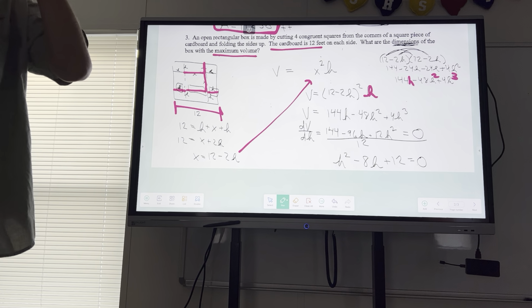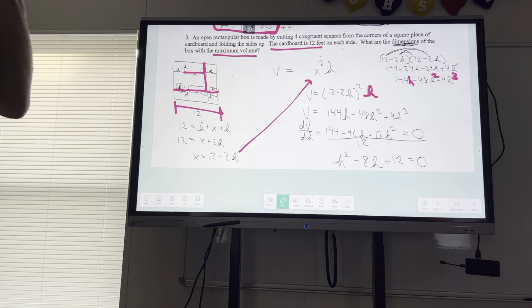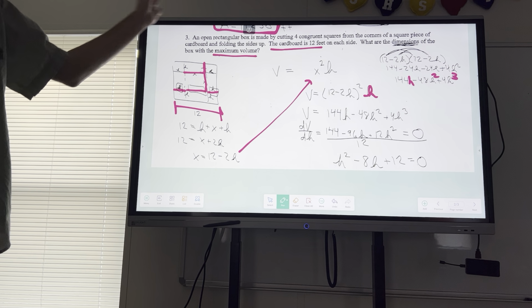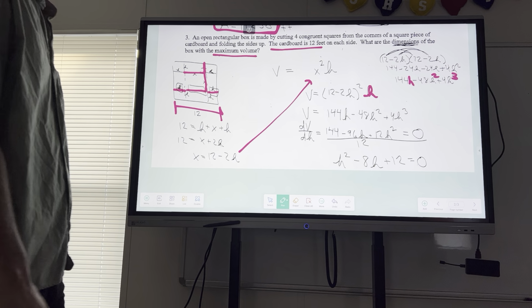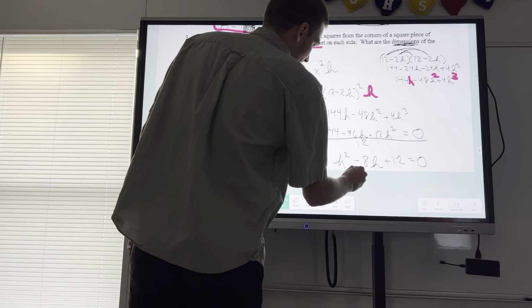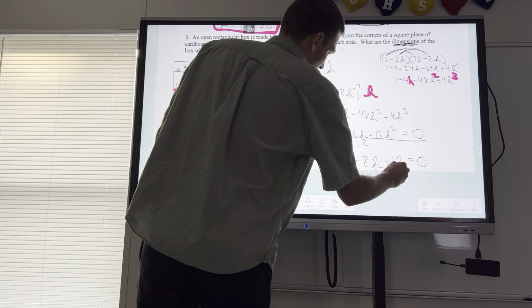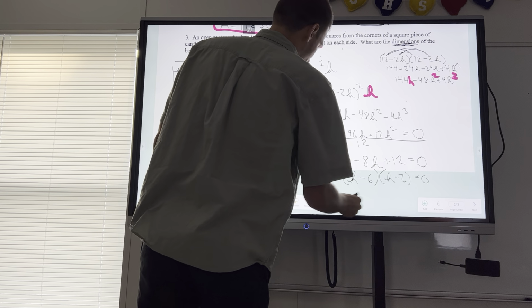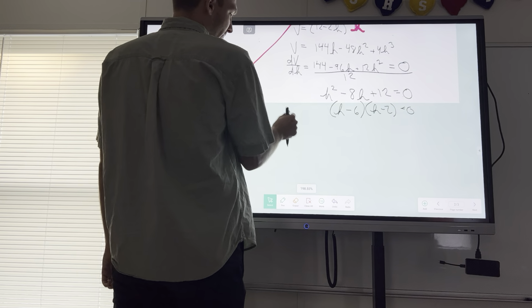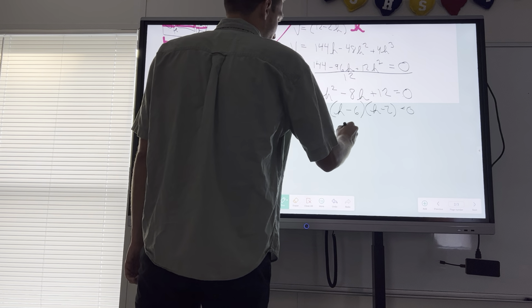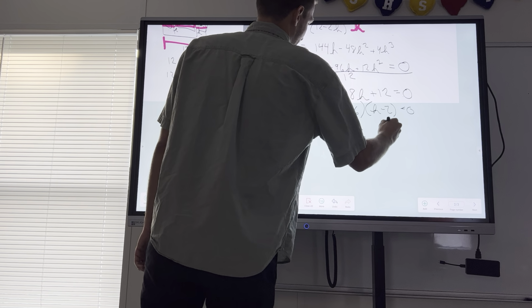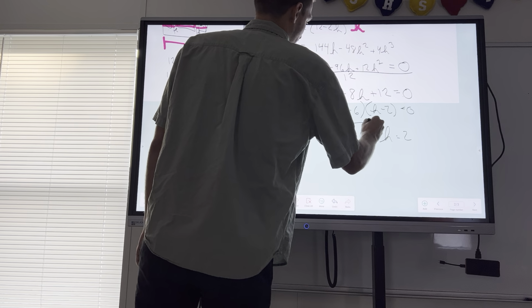Now this is very factorable. Two numbers that multiply to make 12, that add to make negative 8. H minus 6, h minus 2 equals 0. Give me my two h values. H equals 6. H equals 2.